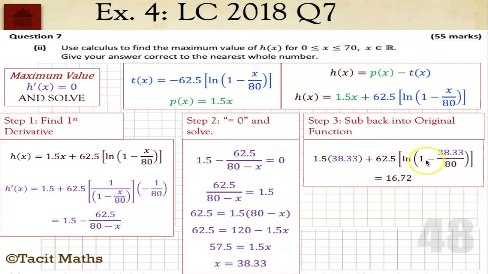And again, be careful with that. It'd be a shame if you made a mistake with the substitution. If you want to do this over a couple of lines, get your natural log first, multiply by 62.5, add all of this, but we get 16.72.